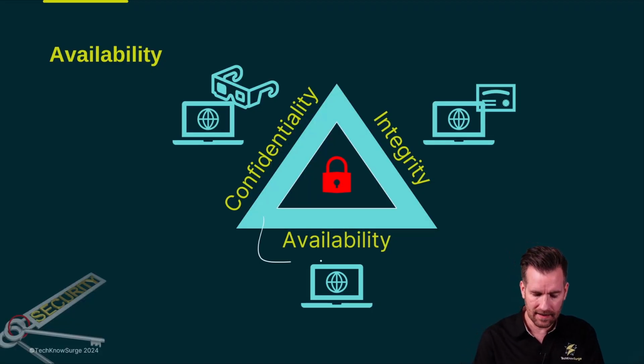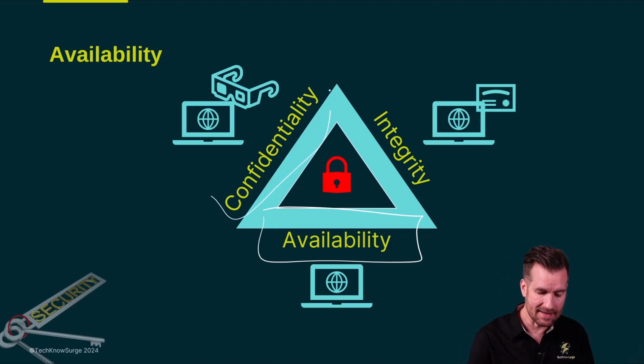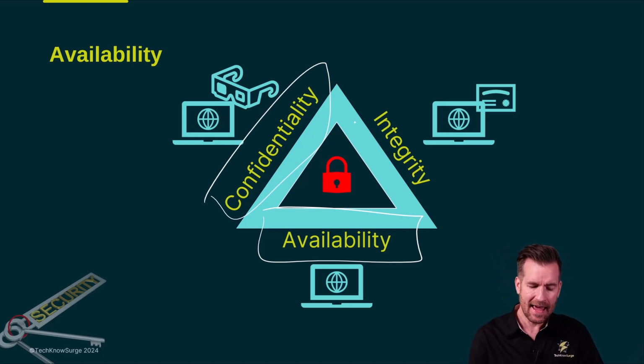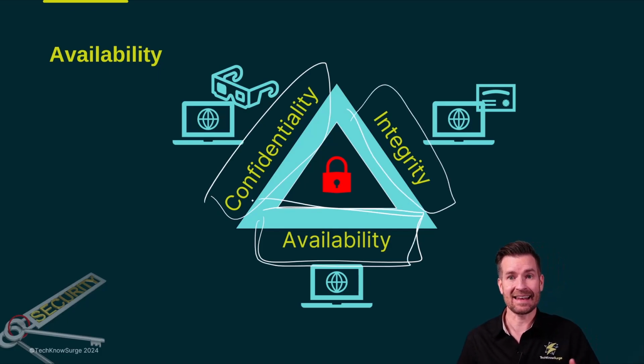Then we have availability. That's the idea that the information is accessible when we need it to be accessible. So still with the idea that it's the proper person that's seeing it, it's the right information that's being seen, and that they can see it, that it is available.